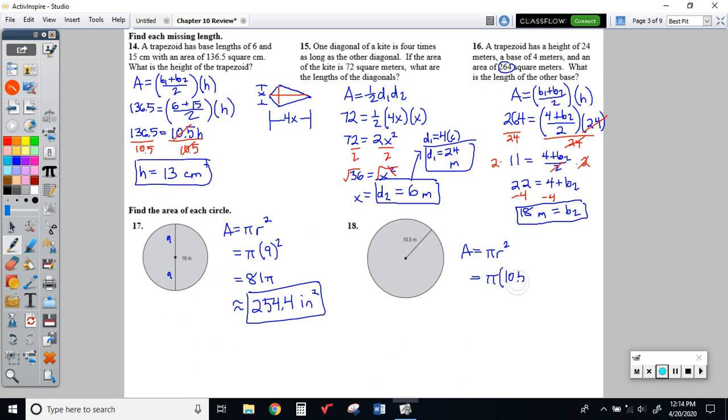So 10.5 going in for r, 10.5 squared, that'd be 110.25. 110.25 pi would be an exact answer. And so if I multiply by pi using the pi button on my calculator and not 3.14, that's rounded off too much for the purposes of our class. We'd have 346.3, or that's actually rounding off to 346.4 on that one. So that would be meters squared to the nearest tenth.